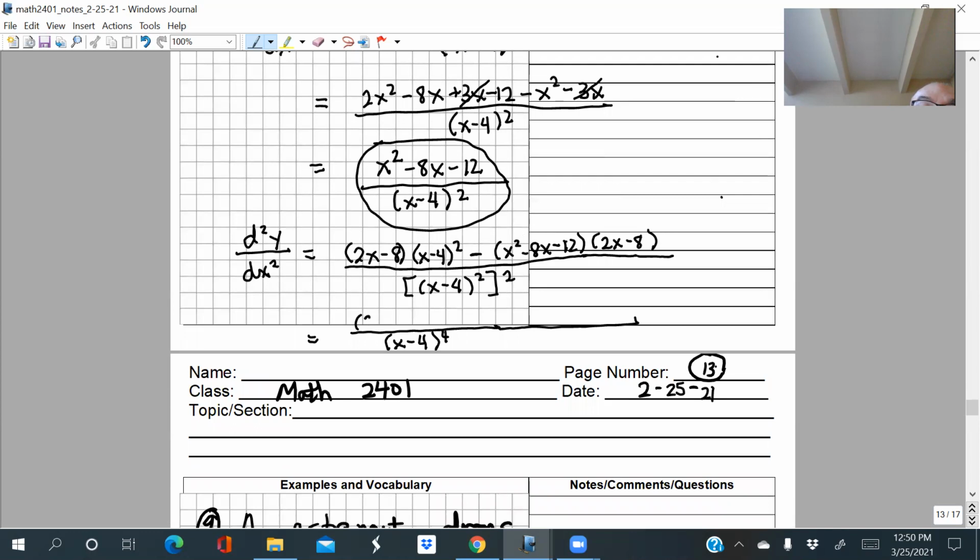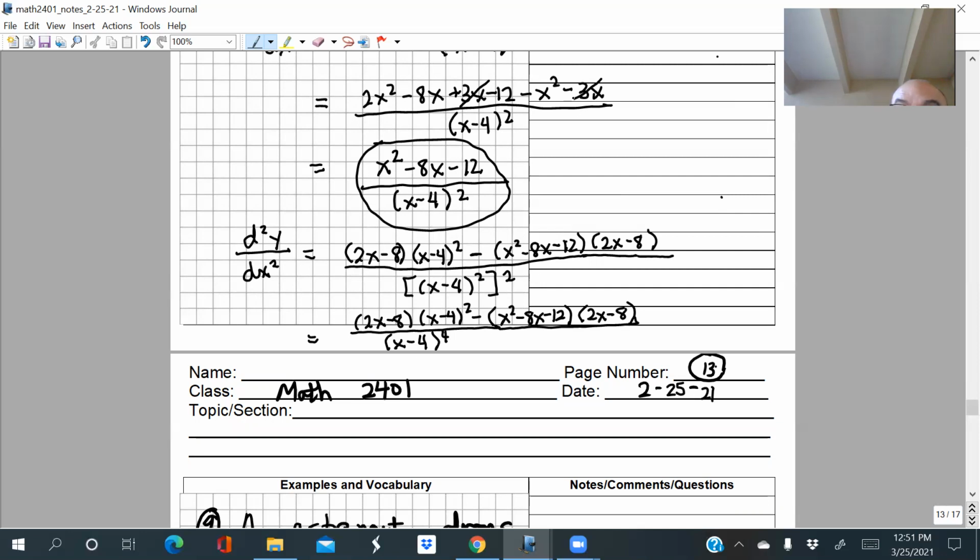because we don't have time to multiply out all those parentheses. So I'll just leave it as (2x − 8)(x − 4)² minus (x² − 8x − 12) over... 2x times (2x − 8), okay? But with more time, we could multiply these parentheses together, collect like terms, and it would look a little bit nicer. Not that great, but maybe a little bit cleaner, okay?